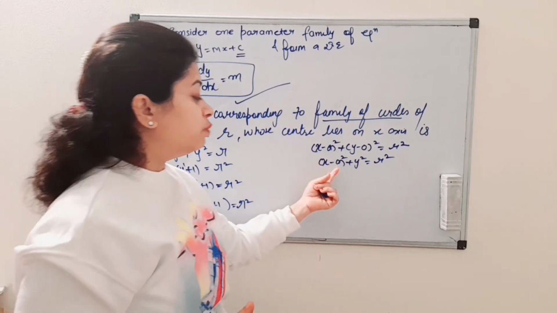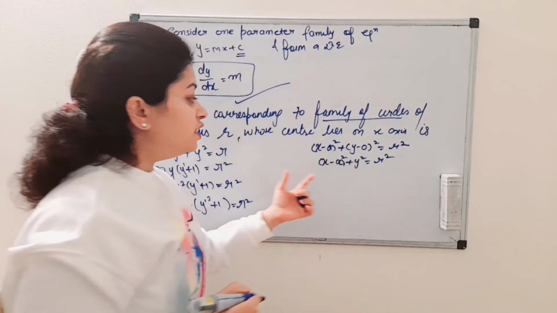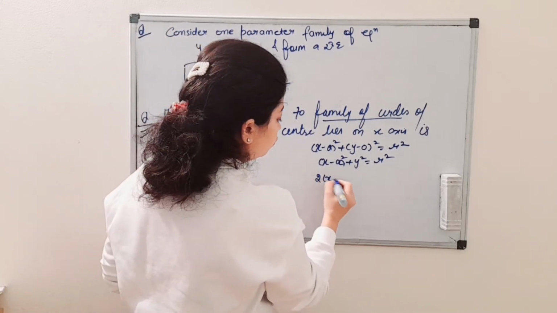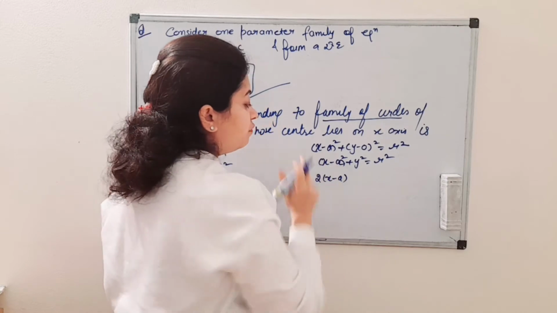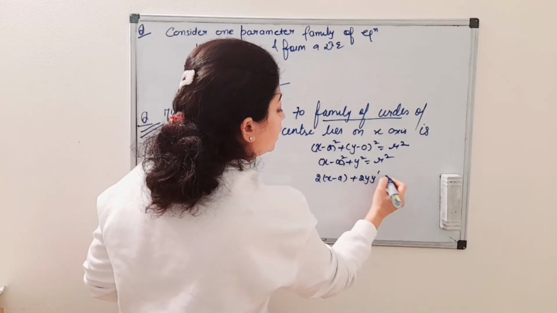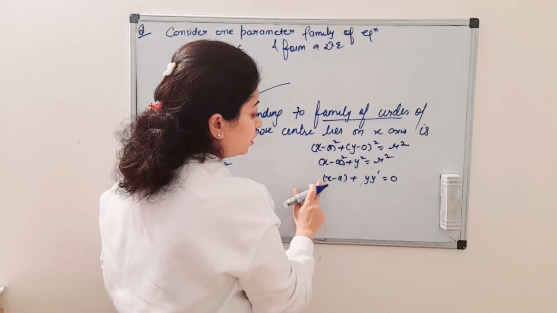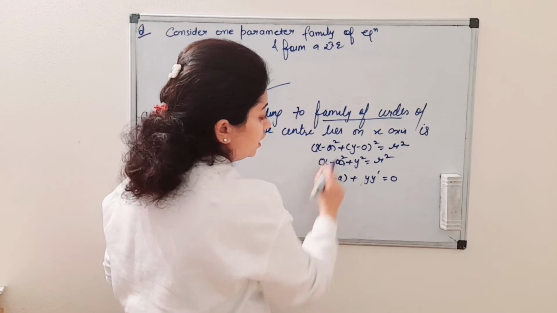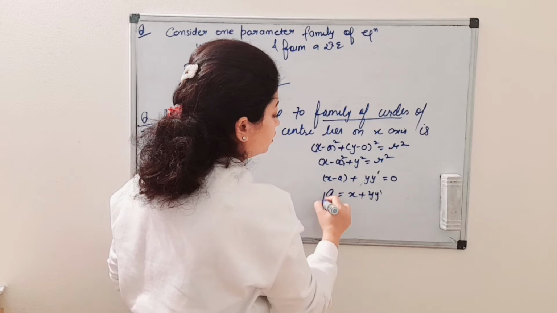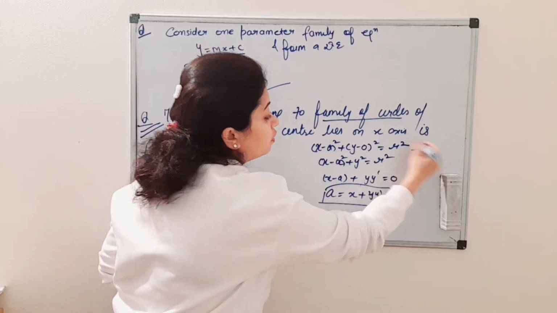Now we need to remove a. Okay, so what is the method? Differentiate it. We will get 2(x minus a), we are differentiating with respect to x, plus 2y y dash equal to 0. Okay, 2 can be cancelled out, and then the value of a can go on that side, a is x plus y y dash. Now we can substitute this value in equation number 1.